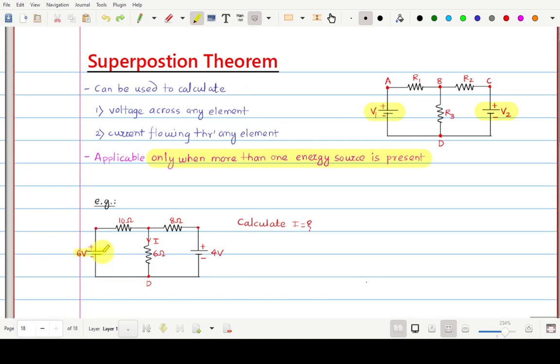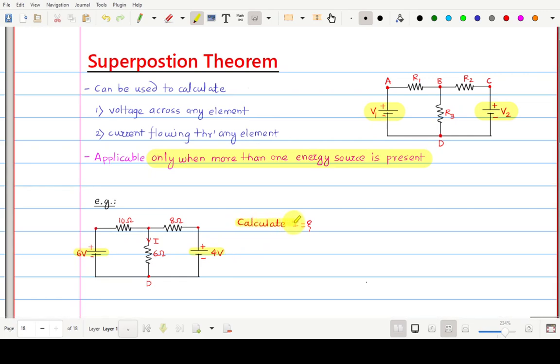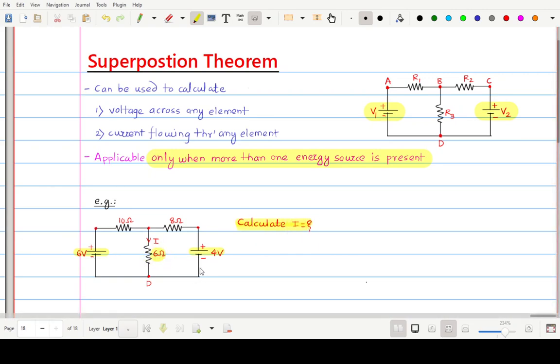So here we are having two energy sources, 6 volt and 4 volt. Okay, and what we have to calculate? We have to calculate the current I. This current I is nothing but the current flowing through this 6 ohm resistance. Okay, so we have to calculate this current using superposition theorem.